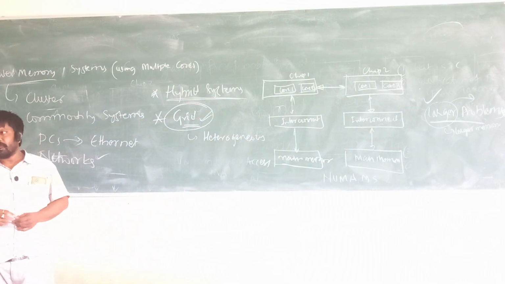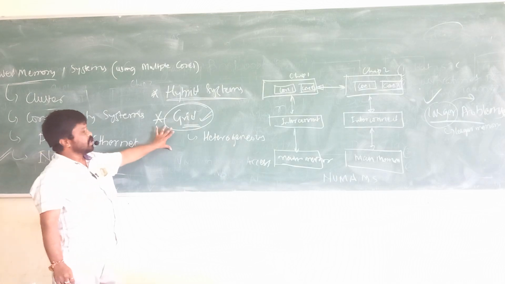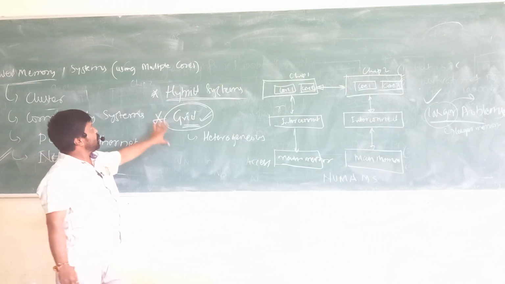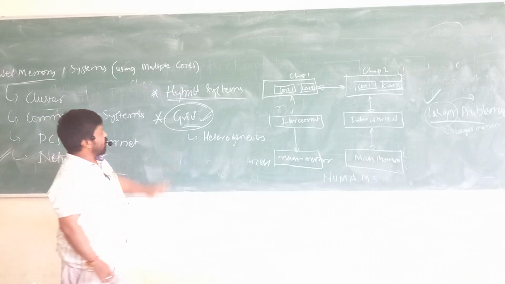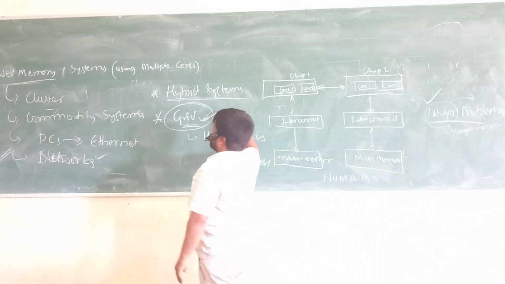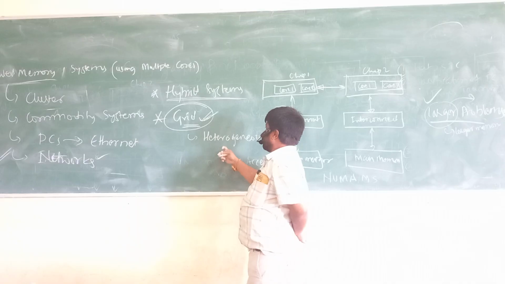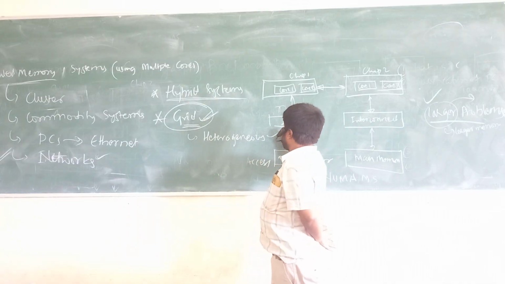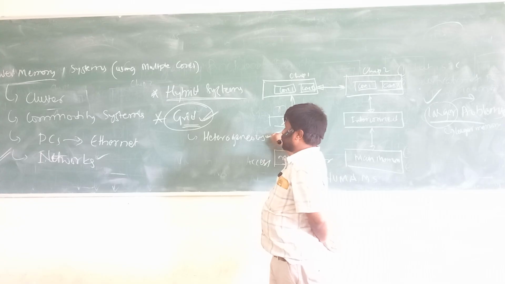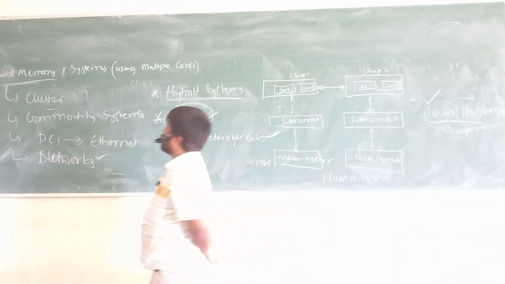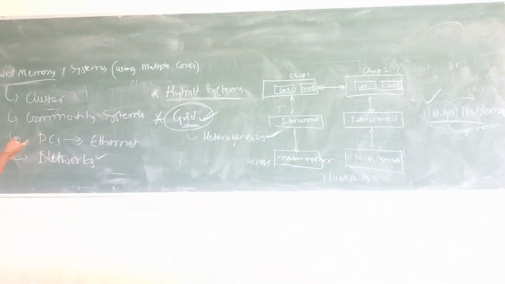Okay, grid system. This grid system is somewhat of a skeleton for developing multiple core systems. If I develop a distributed memory system with multi-core systems, these types of multi-core distributed memories are called heterogeneous. Okay, this is all about distributed memory. Just copy whatever I have written on the board, just that much only.